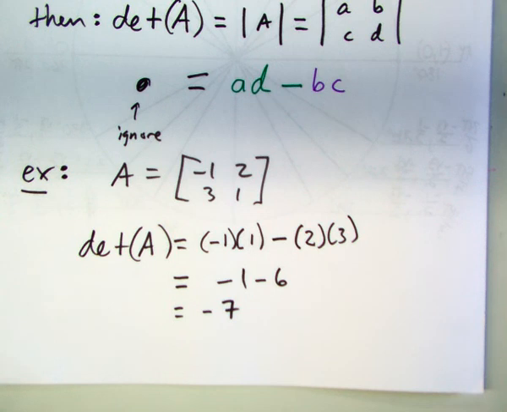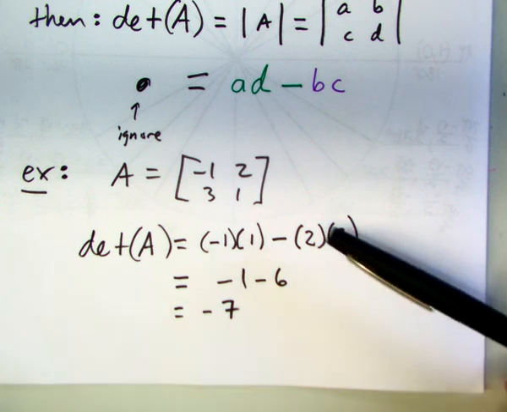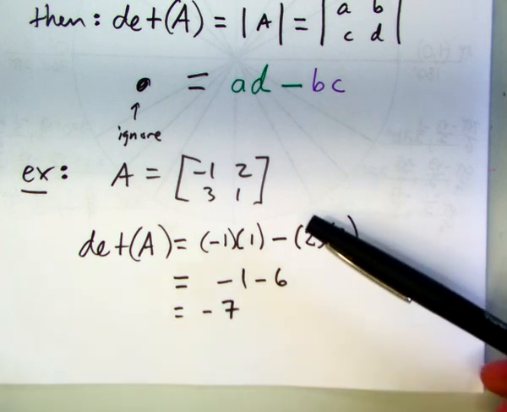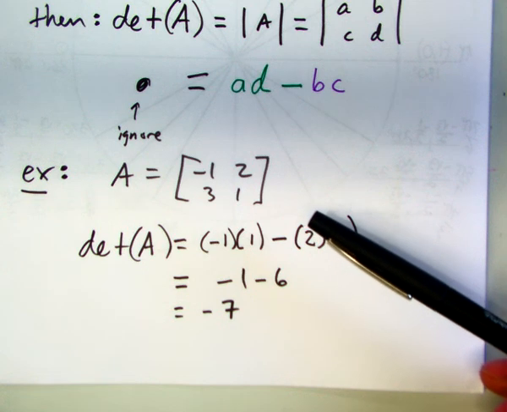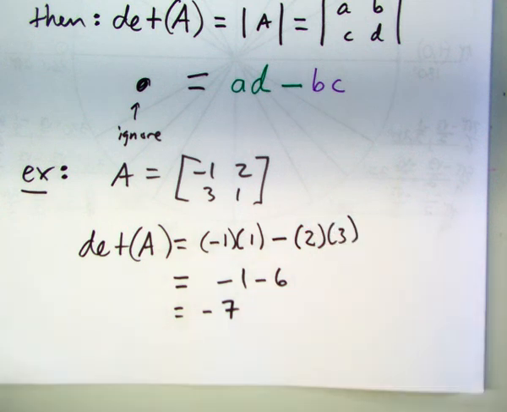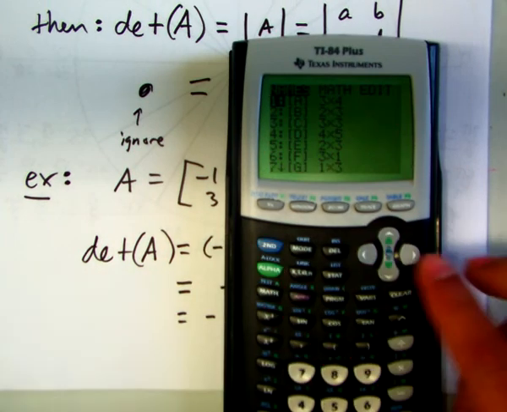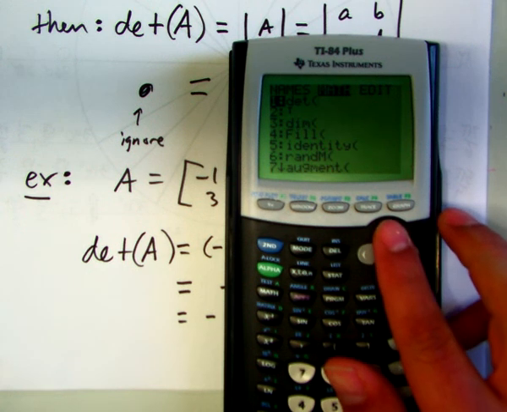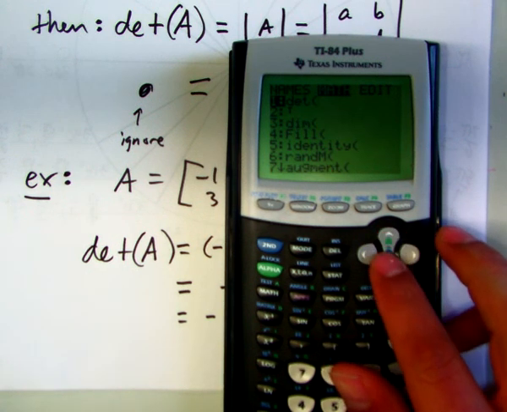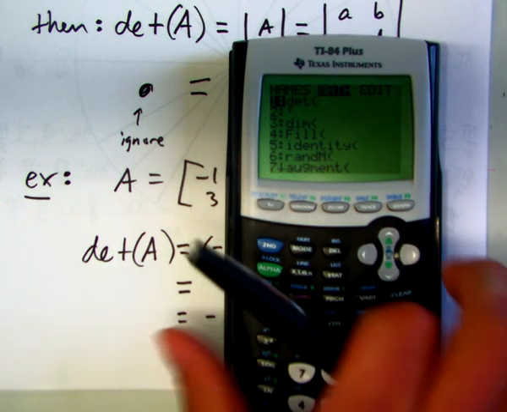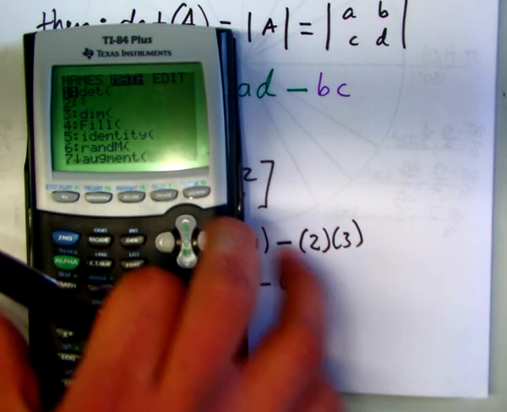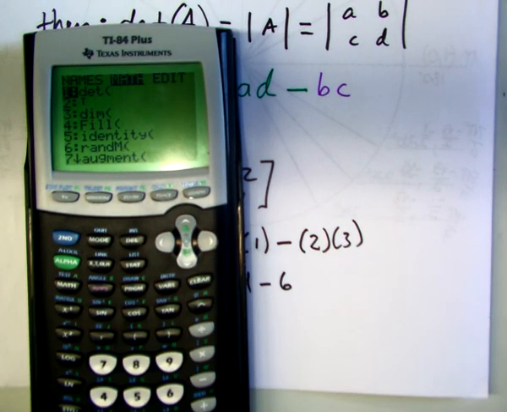Did you figure it out? So what do you do? You just put the matrix in, same way as yesterday. Program it into matrix A, and after you program it, if you go to math, it's actually the first option, isn't it? DET, right there. Okay?